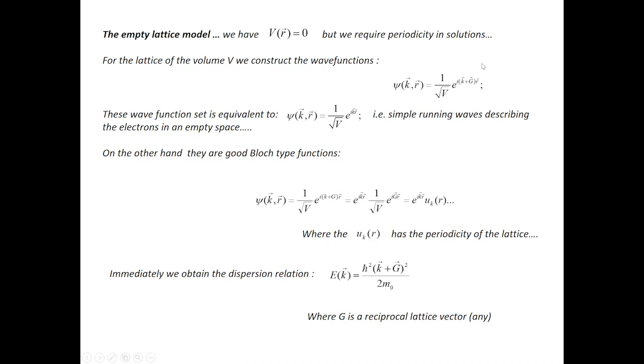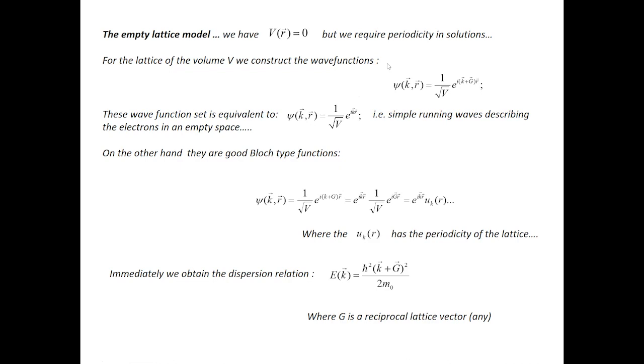So these are just running waves here, but the wave vectors are shifted. But this wave function set is actually equivalent to just this plane wave representation, exponent i k·r, because the limits for k are minus infinity to plus infinity, so you can shift it by any vector and you still represent the same.